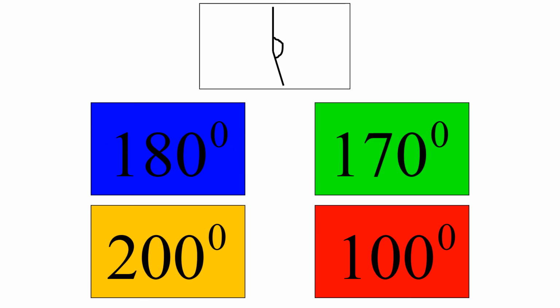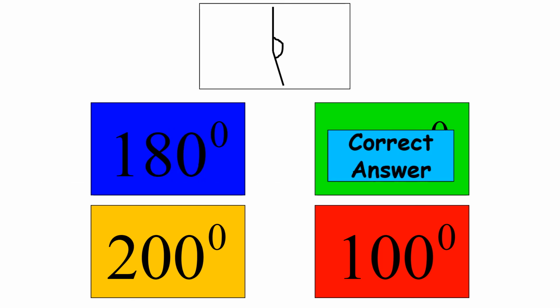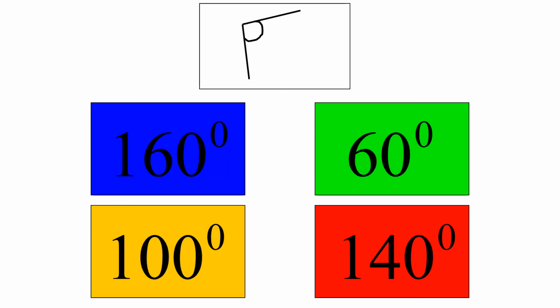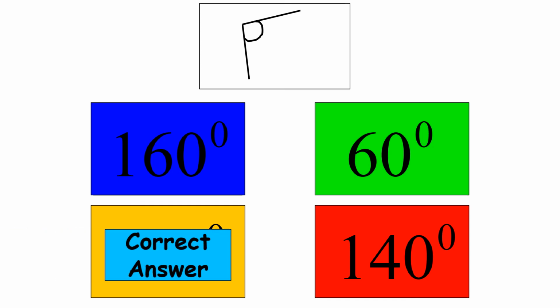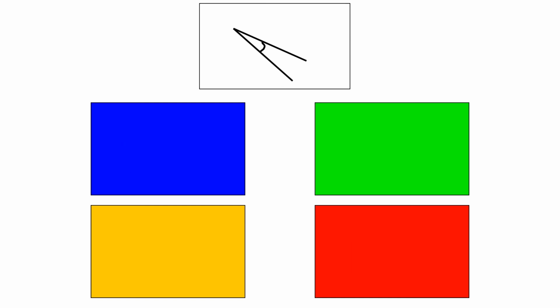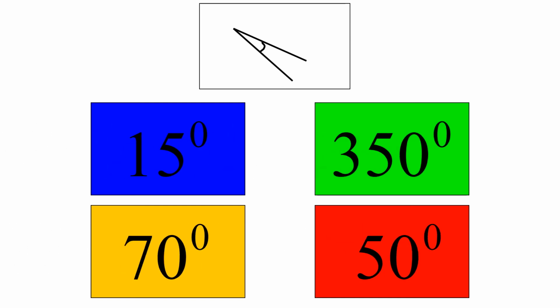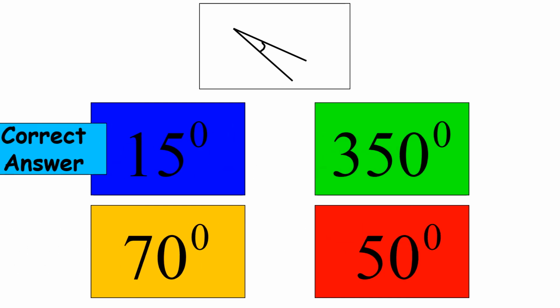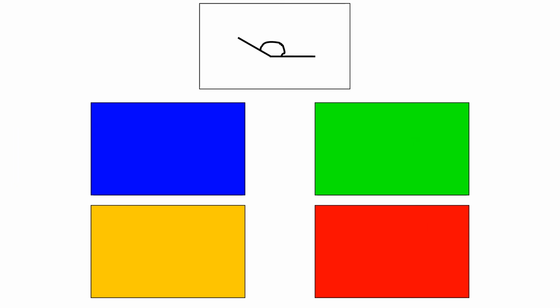So what size angle do you think this is? Again, using the same logic. Pause it if you need to. It's 170 degrees. So it's nearly a straight line, but not quite. This angle here, take a look, see what you think. So it's 100 degrees. It's just over a right angle. So this angle here. So correct answer is 15 degrees.